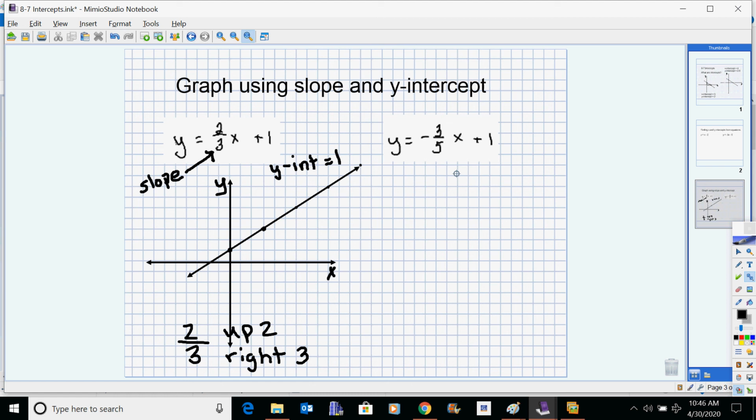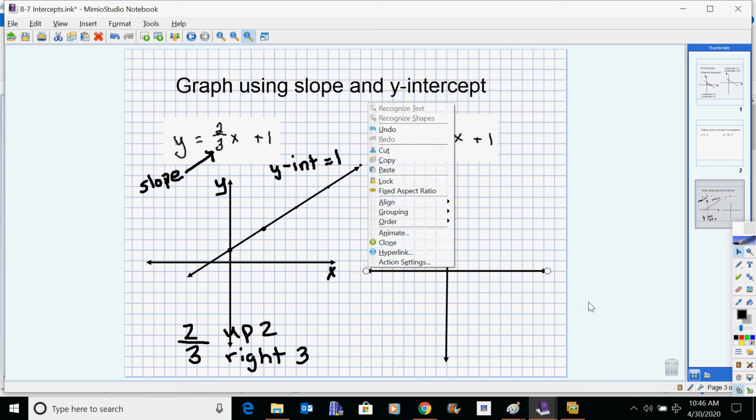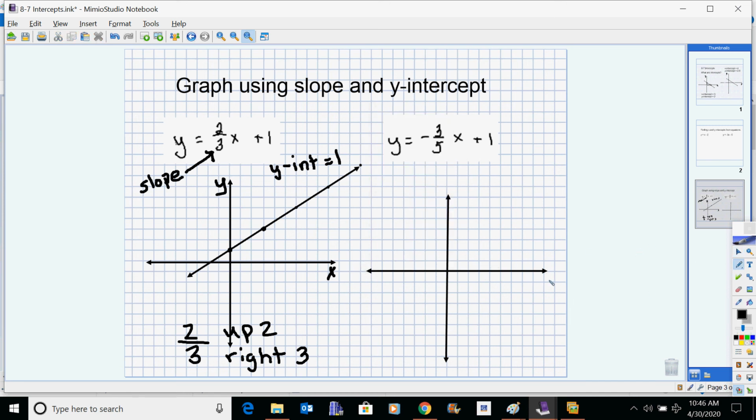Okay, let's analyze this one right here. This one's a little different. We still have to think about our slope and our y-intercept. I'm making my graph. My graph is not perfect. I want to fix it up a little bit, make my axes actually horizontal and vertical. There we go. So I've got my x and I have my y. I'm going to put a dot right on my y-intercept. Where's the y-intercept? The y-intercept is 1. I'm going to put it right on 1.